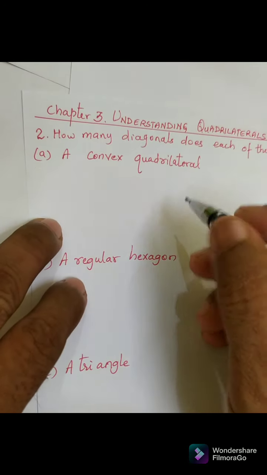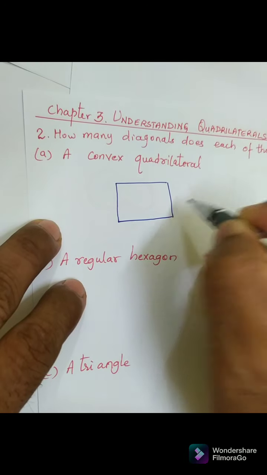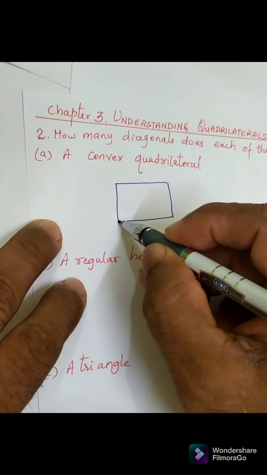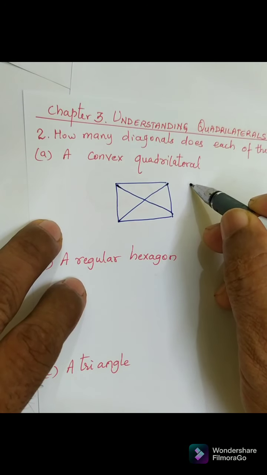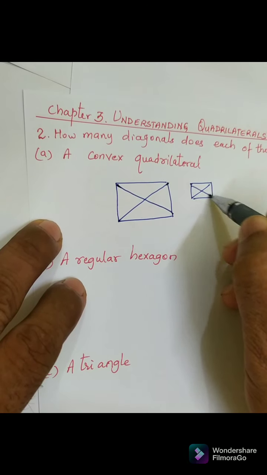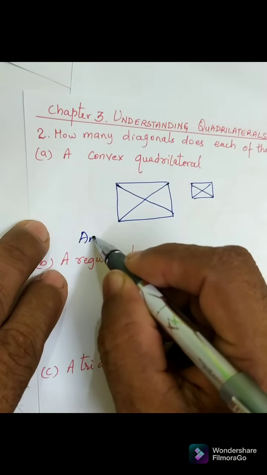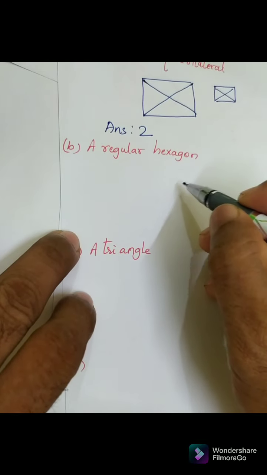How many diagonals does each of these quadrilateral figures have? A convex quadrilateral. Let us draw a convex quadrilateral. How many diagonals? 1, 2. Even small figures like this. So how many? Answer is 2.